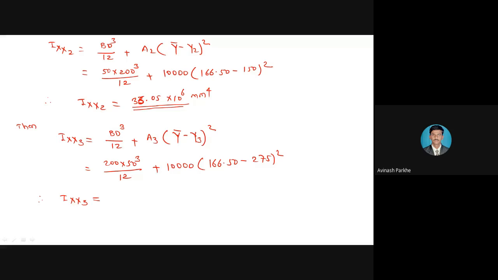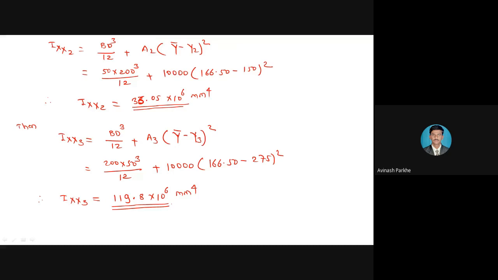Then what is the value of Ixx3? Those who have calculated Ixx1 and Ixx2, tell me the value of Ixx3. 119.8. Yes, 119.8 into 10 raised to 6 mm raised to 4. Please check your Ixx1. Correct. Ixx1 is equal to 131.49 into 10 raised to 6.